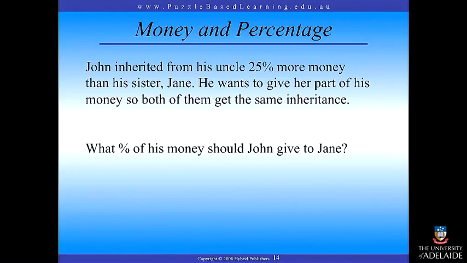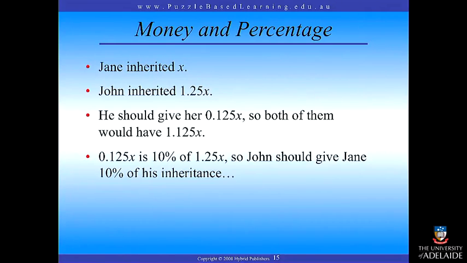Yes? 10%. 10%, perfect. How do you get this? 12.5 over 125. Exactly. So if John gets 25% more than Jane, so if Jane inherited X, John will inherit 1.25X. He should give her 0.125, so both of them will share the same inheritance of 1.125. And of course, 0.125 is going to be 10% of 1.25, so John should give Jane 10%.